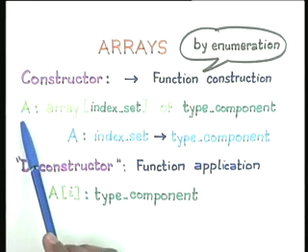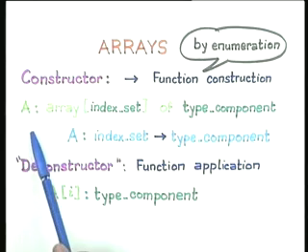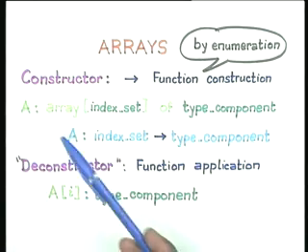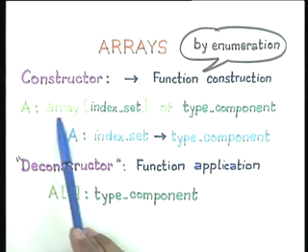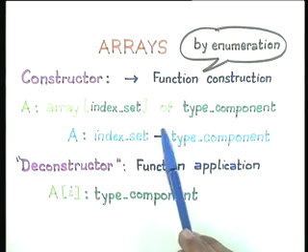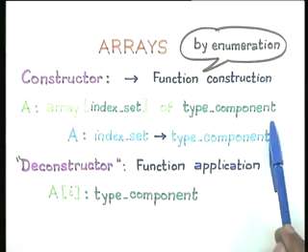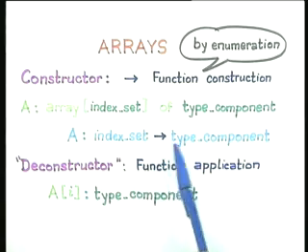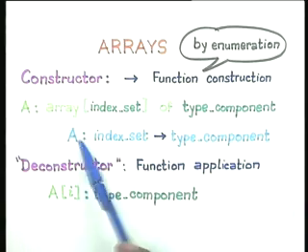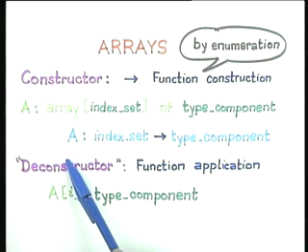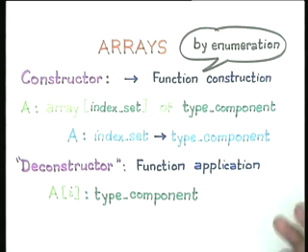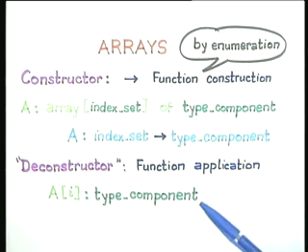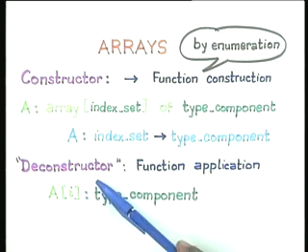So, your very basic declaration in a Pascal like language is really that of a function specification, if you like. A is an array, something index set of type component, which is really specifying a domain and a codomain, and is specifying the name of the function to be A. Okay. It is a function defined by enumeration as opposed to a function defined by a closed form, and the deconstructor for such a function is just function application.